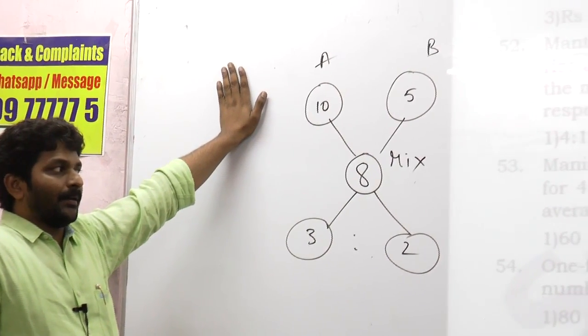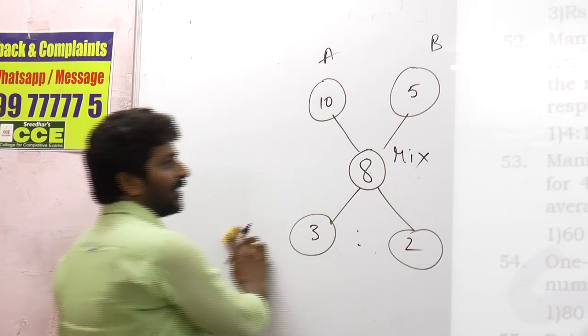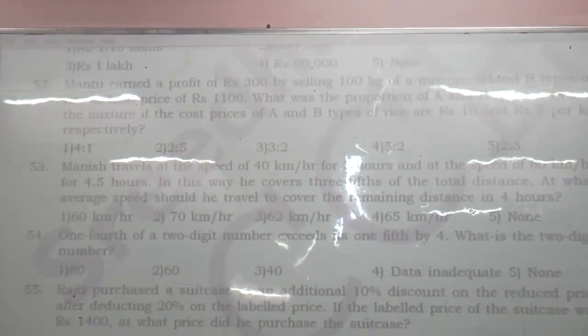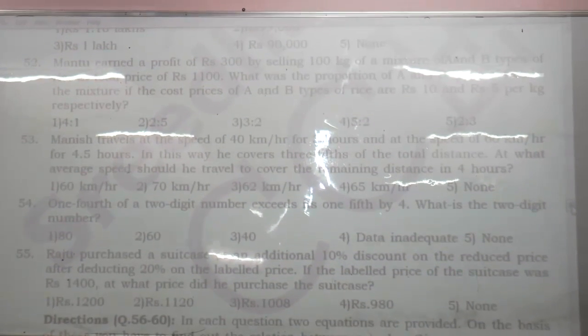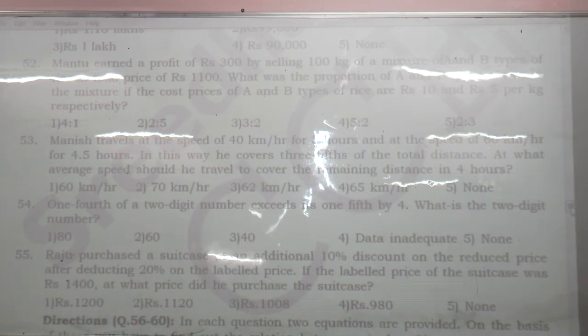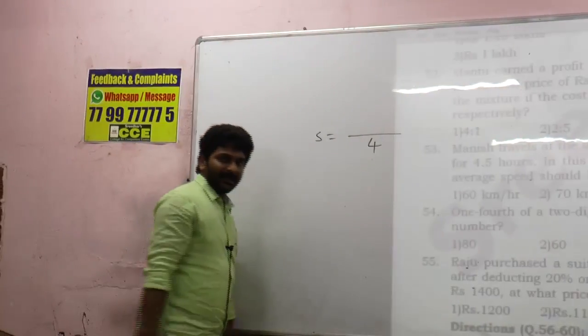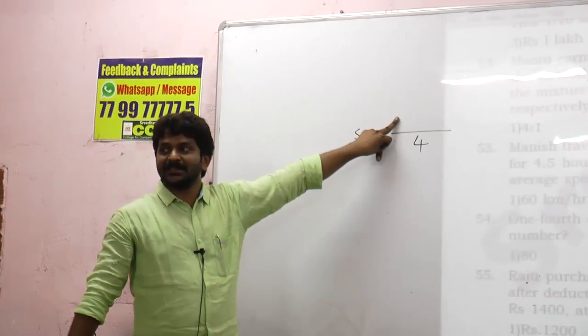Next, Manish travels at the speed of 40 km per hour for 3 hours, at the speed of 60 km per hour for 4.5 hours. In this way he covers 3/5 of the total distance. At what average speed should he travel to cover the remaining distance in 4 hours? Remaining distance in 4 hours. You are asked about speed, distance by time. You are given remaining time. You are left with 4 hours again. So you need to know remaining distance.